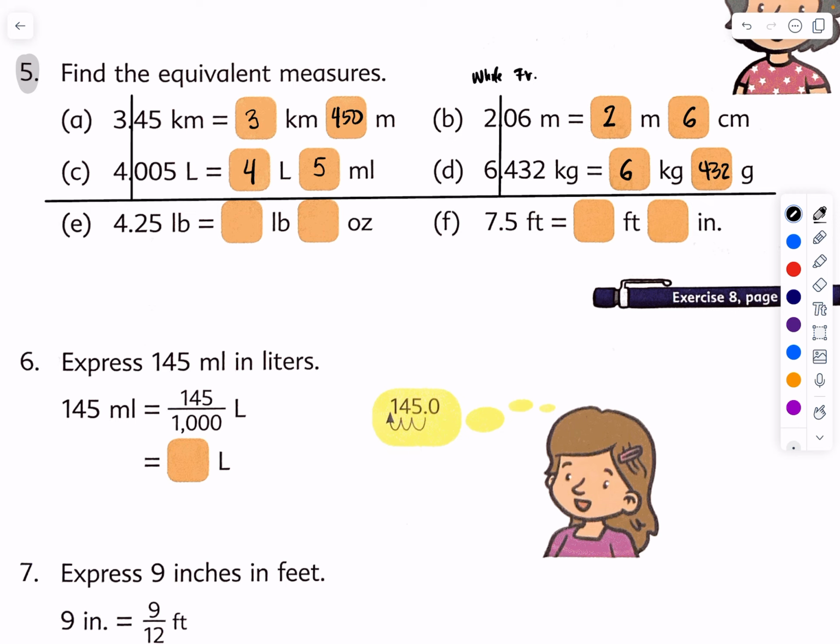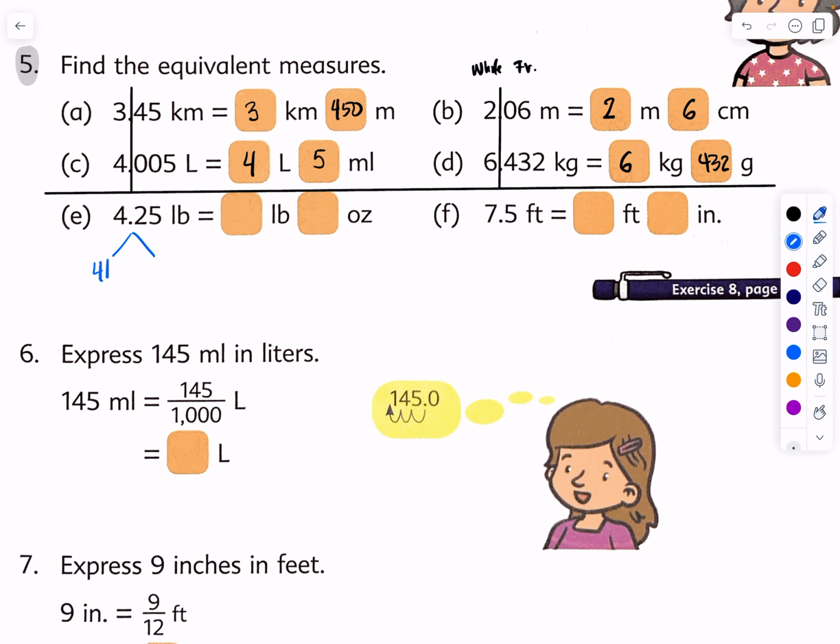Now, when it comes to customary units, things are a little bit not as simple. So let's split E and F. Let's talk about E. We're talking about pounds. So we have 4 pounds, right? That's quite easy, 4 pounds. And then we have 0.25. It is much more helpful to represent it as 1/4 of a pound. And what is 1/4 in ounces? 1/4 of a pound is just 4 ounces.